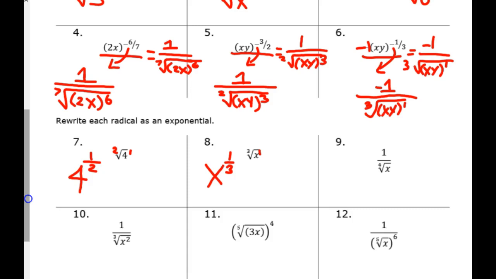Number 9, what if it's on the bottom? That means it's going to be what type of power? Yeah, see, look over here. We brought it down when there was a negative, right? So again, bottom means negative power.